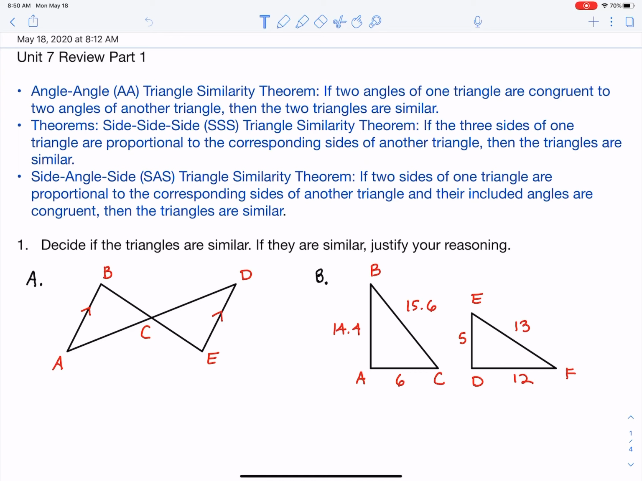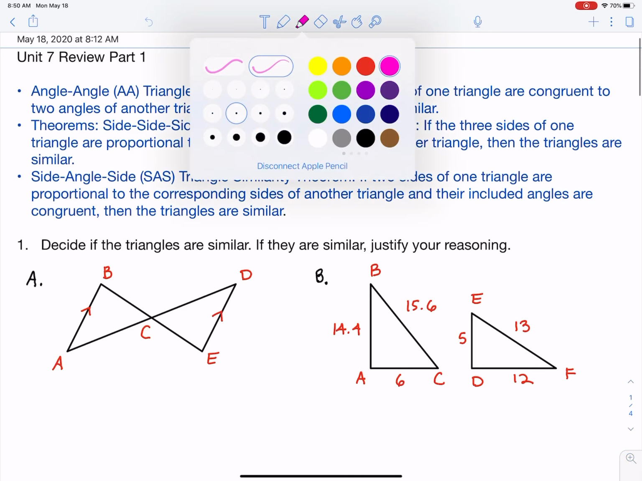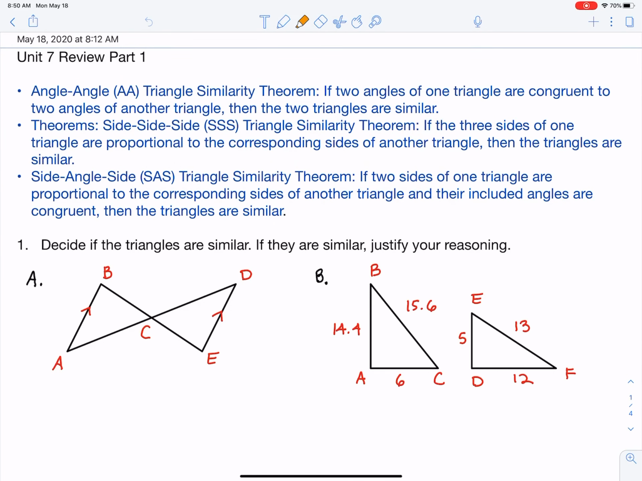How do we know two triangles are similar? So we have 3 theorems, and I've listed them here. I'm going to highlight a couple important pieces. The first theorem that we have is our angle-angle triangle similarity theorem. And that basically says if 2 angles of one triangle are congruent to 2 angles of another, then the 2 triangles are similar. So we're looking in that case for 2 congruent angles of one and two congruent angles of another.